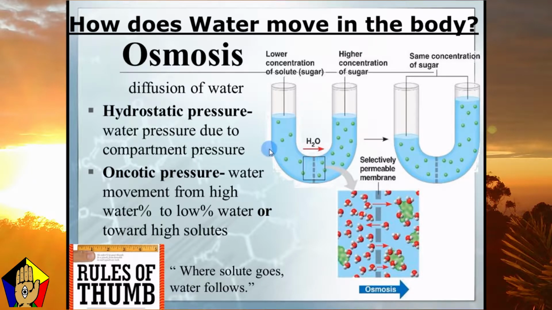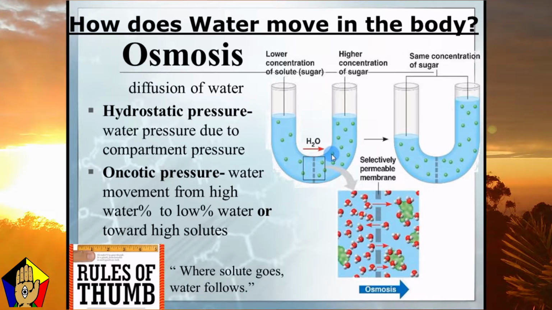So if there's a liter here and a liter here, and this liter only has 5 particles and this liter has 10 particles, that means the remaining part of this has to be water, right? So if we say that this is 95% water, and this is 90% water as a result, the water naturally wants to go from 95 down to 90. So it's kind of a rule of thumb. This is the understanding. This is the physiology, or actually the physics behind what's going on with water and osmosis. But the rule of thumb is that wherever there's more solute, that's where the water wants to go.